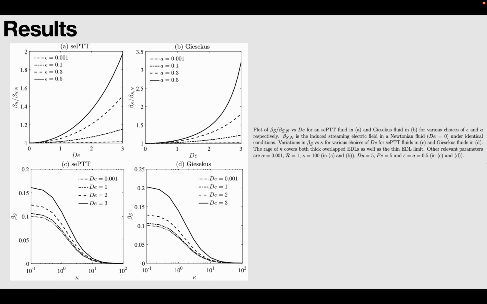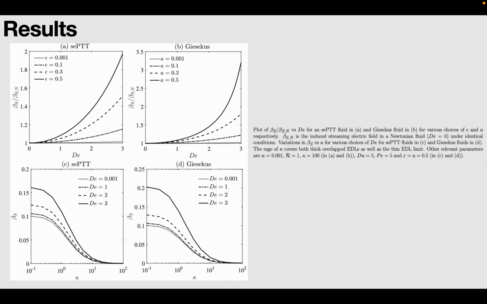Finally, here are some more graphs. It tells us how the streaming potential is gained due to the shear thinning of the fluids, and we plot that for various parameters here. For example, here we have chosen to vary epsilon and A. Epsilon is a non-dimensional parameter in the Phan-Thien–Tanner model, and A, which is called the mobility factor, is a non-dimensional parameter in the Gauss model.